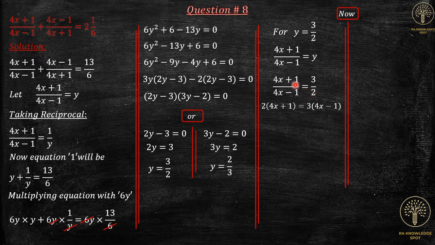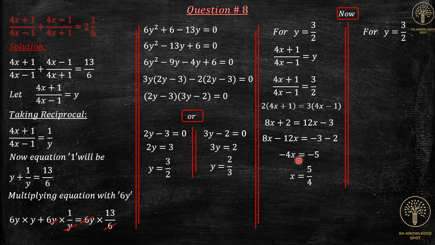First you multiply 2 with 4x plus 1, and then 3 multiplied by 4x minus 1. More simplification, 2 4s are 8 and 2 1s are 2, and after multiplication you have to shift the things. 8x will be here, 12x is positive, and there it will be negative. The 2 you have to shift to the other side. Some more simplification, 12 minus 8, that is 4x, equals minus 5. We can cancel these minus from both sides, and your answer is 5 divided by 4. This is the one solution.